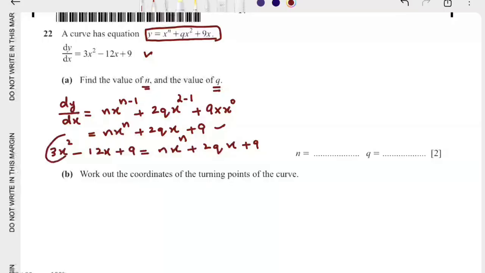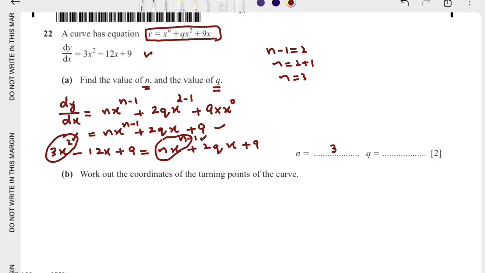If you compare this with this one, you can easily find the value of n, and we have to take the power. I have made one mistake over here: it is n minus 1 over here. Now we'll compare this 2 with this one. So n minus 1 is equal to 2, n is equal to 2 plus 1, and n is equal to 3. So this is the value of n.